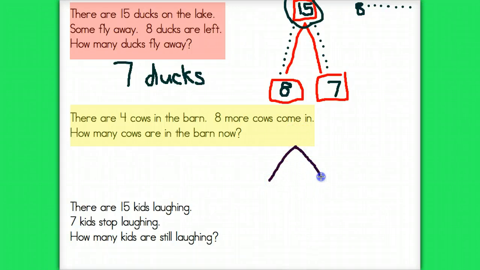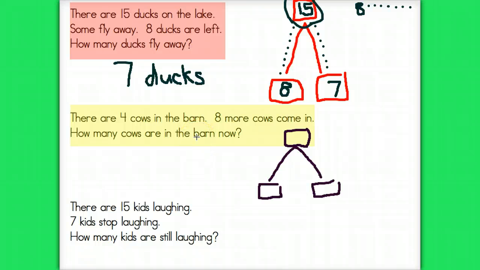Here's my two lines. There's one box. There's my other part. Here's my total. Okay, now let me just plug in what I know. There are 4 cows in the barn. 8 more cows come in. How many cows are in the barn now?